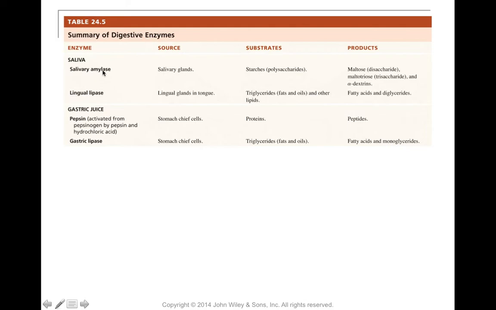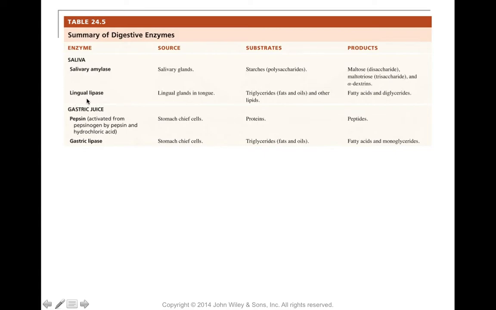In the saliva we have salivary amylase, found in the salivary glands, and it breaks down starches into disaccharides. So polysaccharides into disaccharides. Again, later on we're going to start talking about di- into mono-, right? So disaccharide to monosaccharide, or dipeptide to monopeptide or something like that.